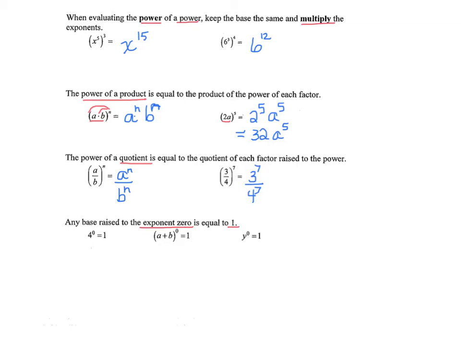4 to the exponent 0 equals 1, a plus b to the exponent 0 equals 1, y to the 0 equals 1. If the base is negative, so suppose we have negative 5 in brackets to the exponent 0, that equals 1. If we have a fraction to the exponent 0, that equals 1. You can check those last two on your calculator to be sure, but basically no matter what the base is, if the exponent is 0, the answer will be 1.